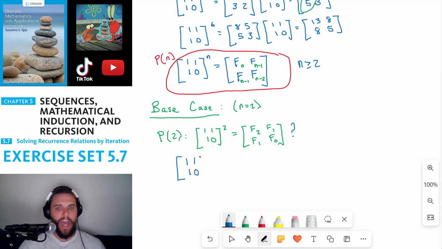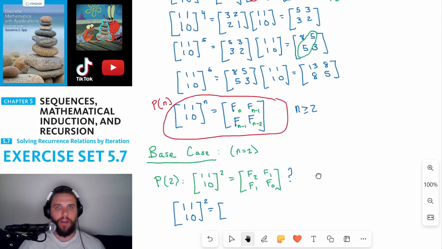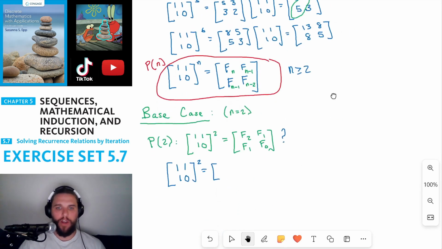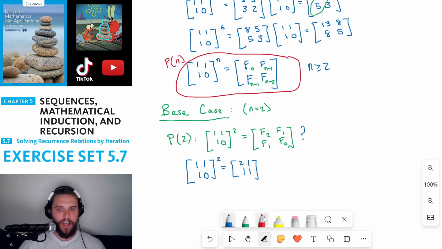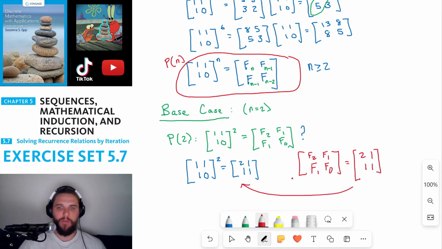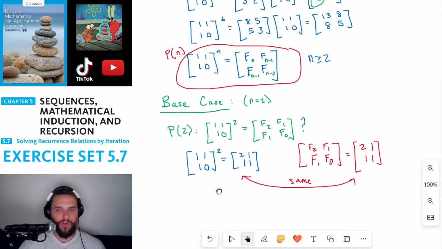Now, we actually already have the work for the left-hand side. We calculated the left-hand side earlier and got 2, 1, 1, 1. So that's the left-hand side. The right-hand side is this matrix with a bunch of Fibonacci numbers, f sub 2, f sub 1, f sub 1, and f sub 0. F sub 0 and f sub 1 are both 1, and f sub 2 is 2. So this is 2, 1, 1, 1. And if you notice, we get the same result on the left-hand side and the right-hand side. And so therefore, P of 2 is true.